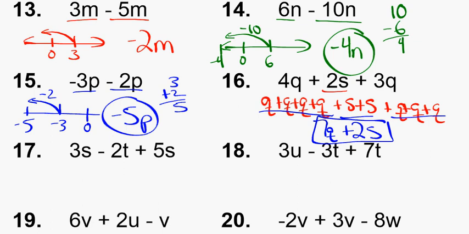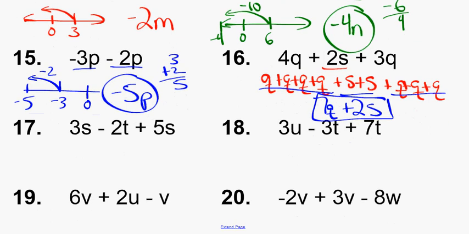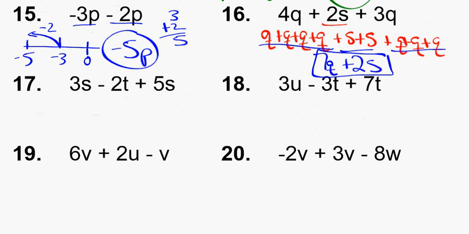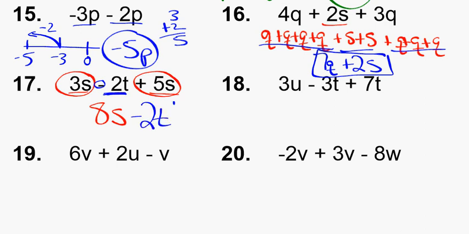7Q plus 2S. So what I would recommend you do is make sure you underline or somehow identify what your like terms are. So here I see I have 3S and 5S. Those are what I'm going to combine. These 5 S's are positive. These 3 S's are also positive. Those combine to make 8 S's. This little negative right here only applies to the 2T. So that 2T is still negative.